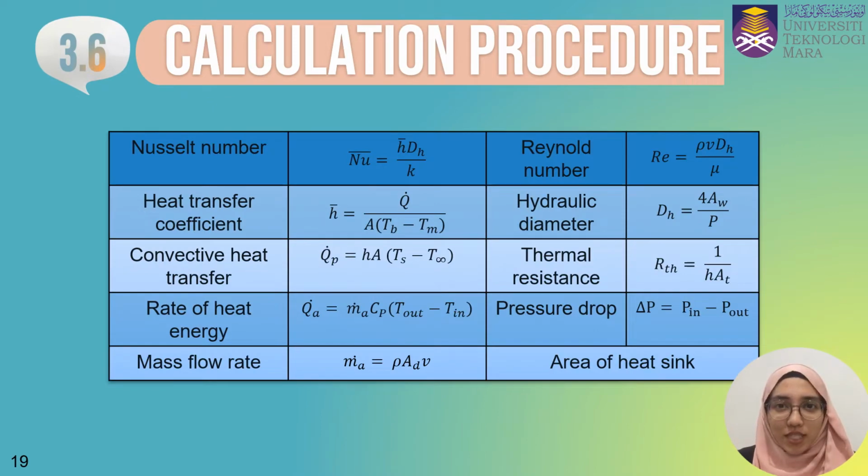The last process is calculation process. This table shows the equation that was used in this study to calculate the thermal performance and numerical analysis of the heat sink. The equations that were used are Nusselt number, heat transfer coefficient, convective heat transfer, rate of heat energy, mass flow rate, Reynolds number, hydraulic diameter, thermal resistance, pressure drop, and area for all heat sink.